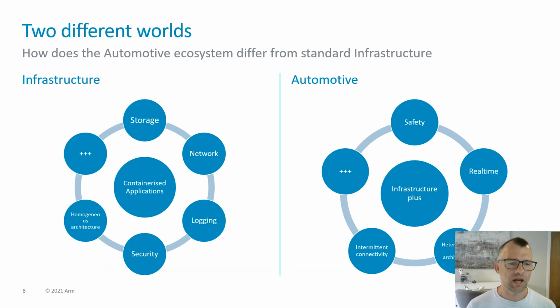Okay, but as I've already expressed, there are two different worlds. Infrastructure has relied on the OCI standards that exist today and CNCF standards around storage, networking, logging, security. They have a reliance on mostly a homogeneous architecture. There are other things that are in scope here as well, but the complexity in the automotive space is that we have all of the needs of the infrastructure space, but we add on top the concepts of safety, real-time, heterogeneous compute, and non-functional requirements like intermittent network connectivity and the like.